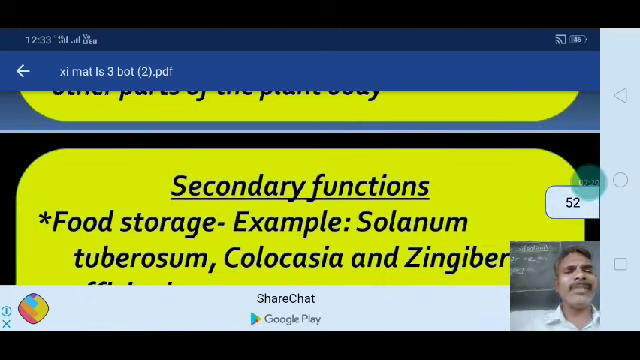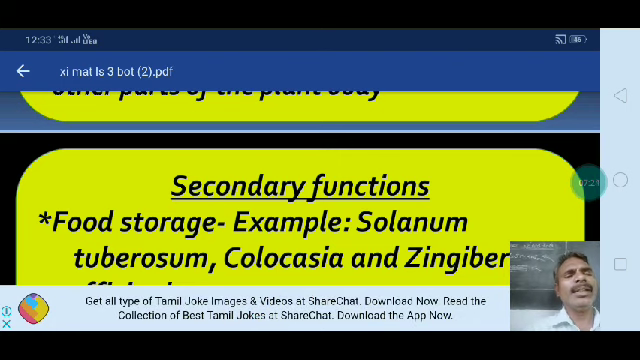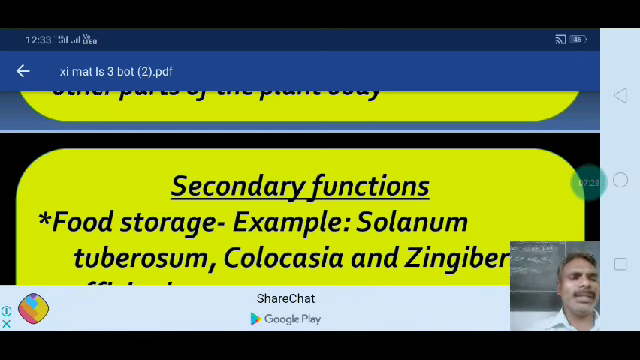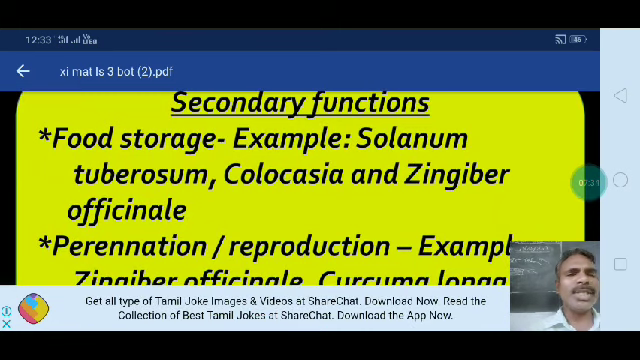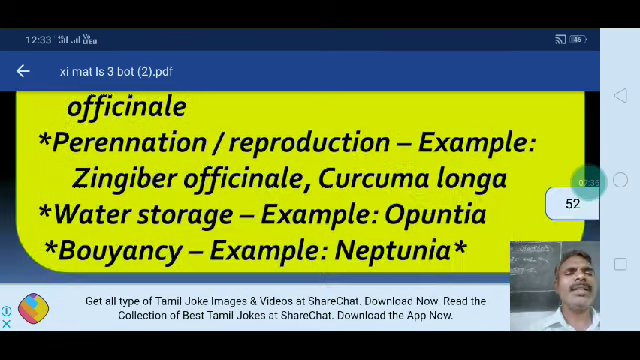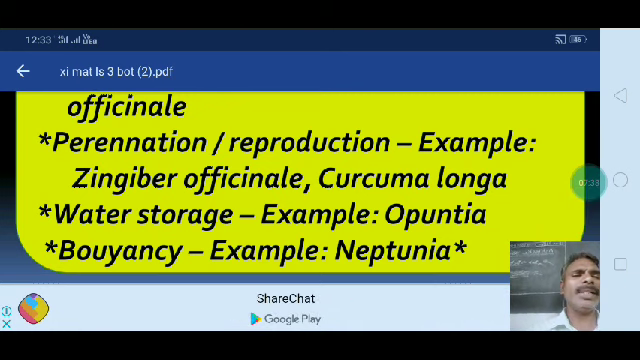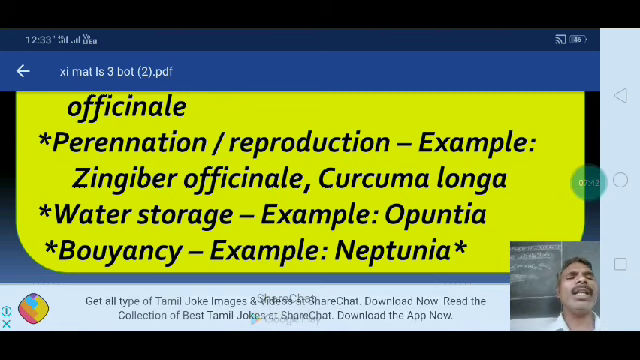The next one is secondary functions. Food storage, example Solanum tuberosum. In the stem portion also, the food material is stored and modified in various ways. Example Solanum tuberosum, potato, and Colocasia, and Zingiber officinale, ginger. Then perennation and reproduction, example Zingiber officinale, Curcuma longa.